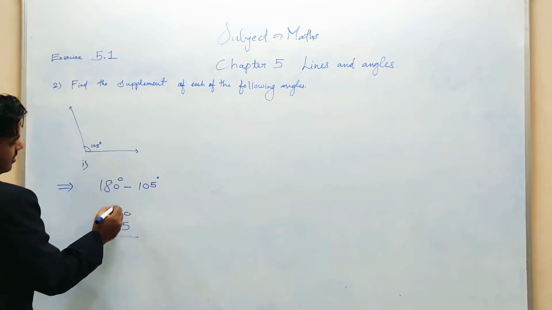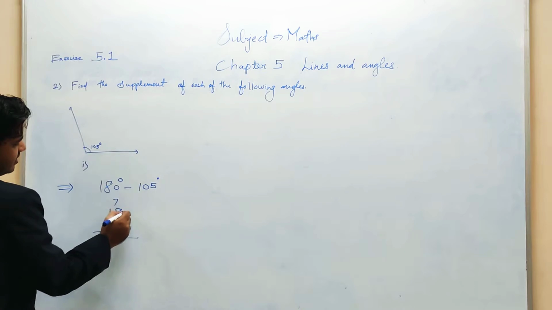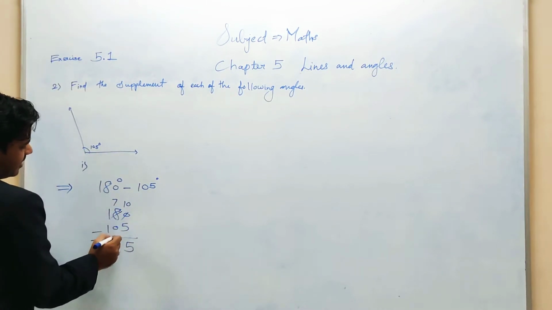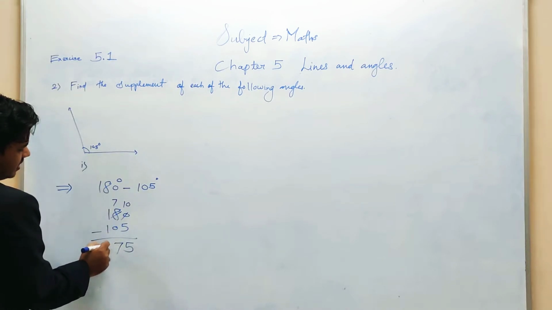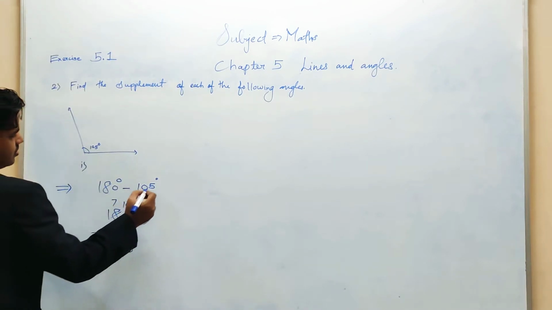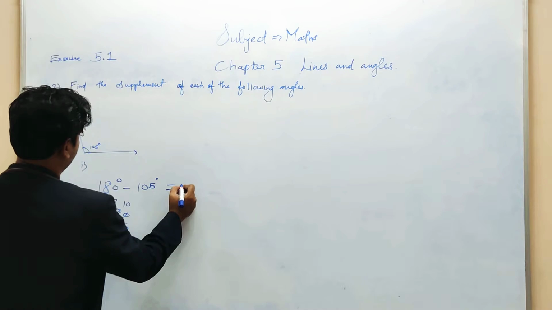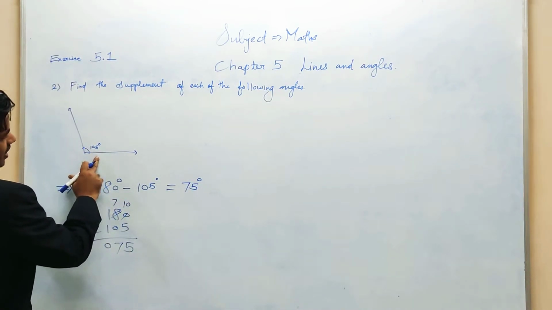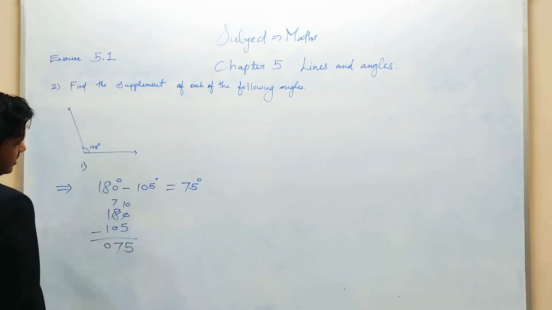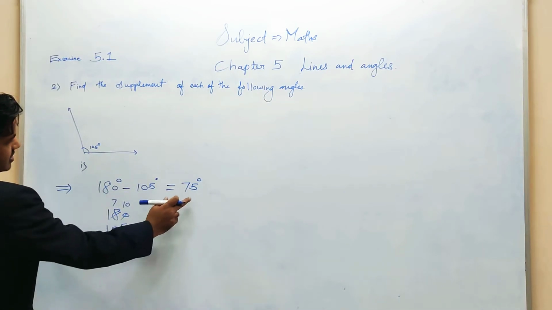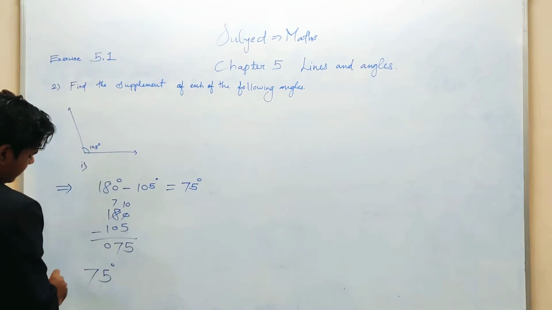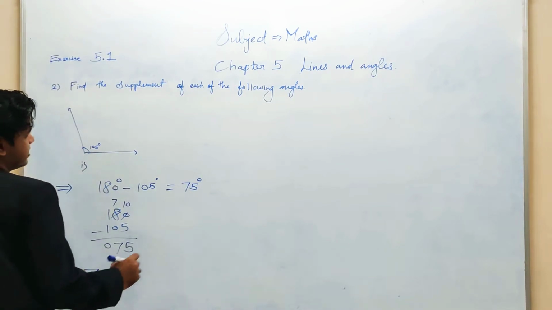Here it is 0, so we will be borrowing from the neighboring digit. This will become 7, this will become 10. 10 minus 5 is 5. 7 minus 0, 7. 1 minus 1, 0. So the supplementary angle for 105 degree is what? 75 degree. Okay, so this is the supplement, 75 degree. Next is what? Second one.